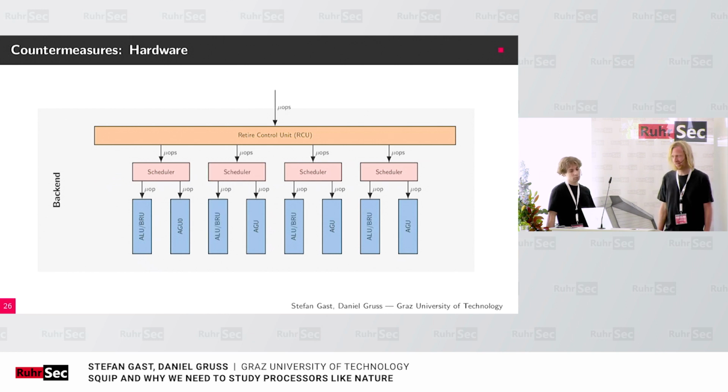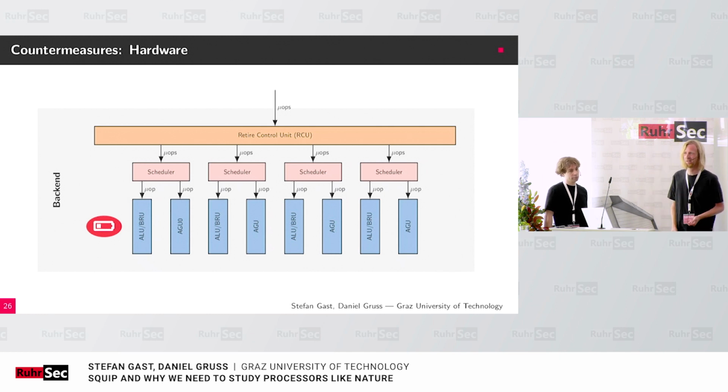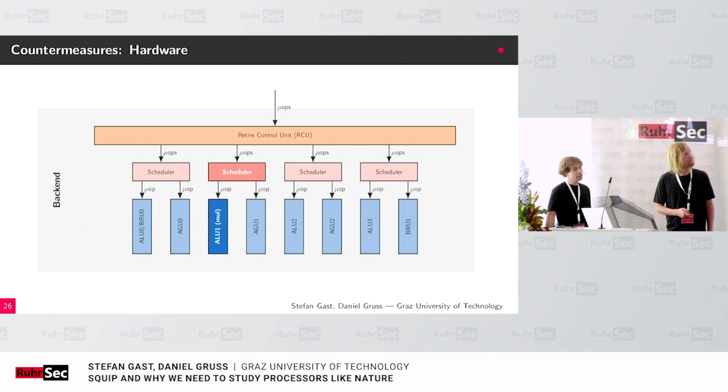Another idea might be to make all these execution units that are attached to a scheduler symmetric. The problem here is, first of all, it might also be energy hungry, and of course, it might be a little bit difficult to just throw 4 multiplication units onto the same chip. Probably also not the best idea. Yeah. So what are more practical solutions?